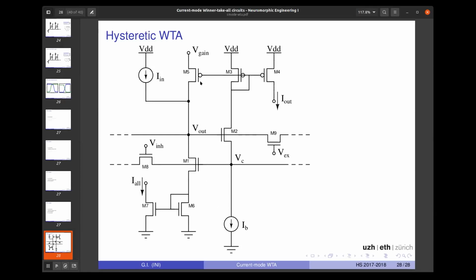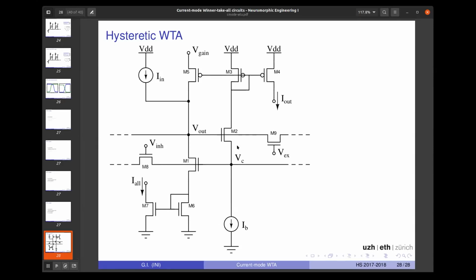It's a way that once you win, the noise will not get you away from this winning region. If there is some noise in the input, you don't switch with a high gain due to noise, but you have a margin that's given by IB that allows you to stay the winner even though your input might be noisy. And finally, the output is just that thing that allows you to measure the output current.